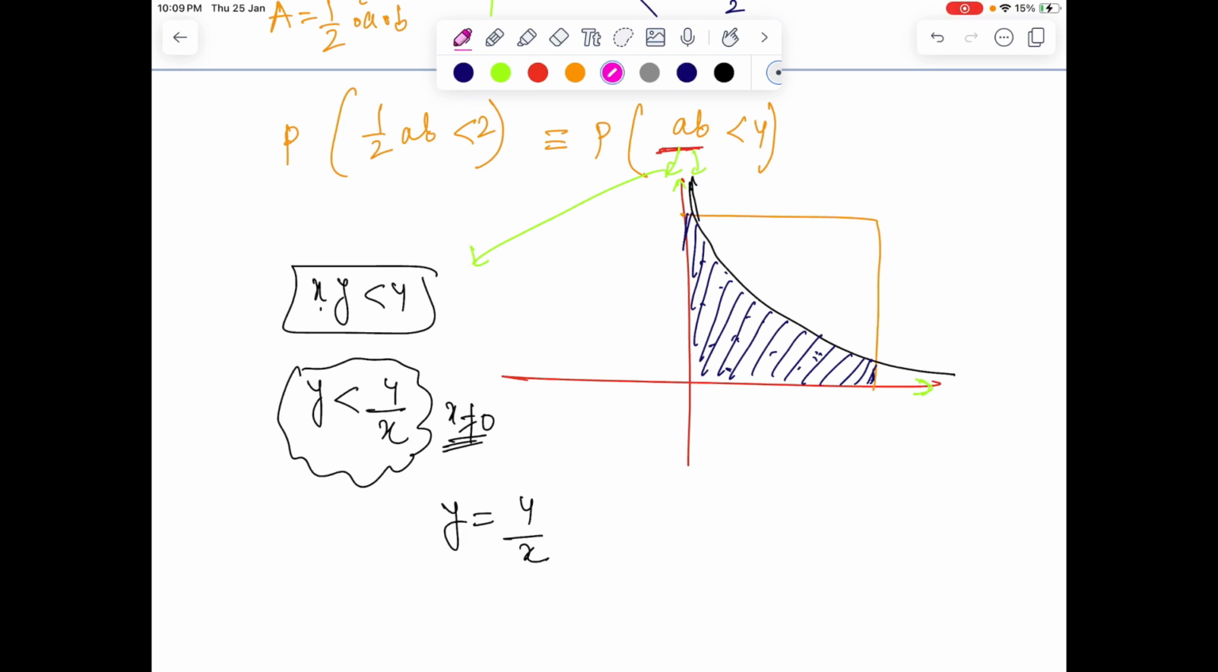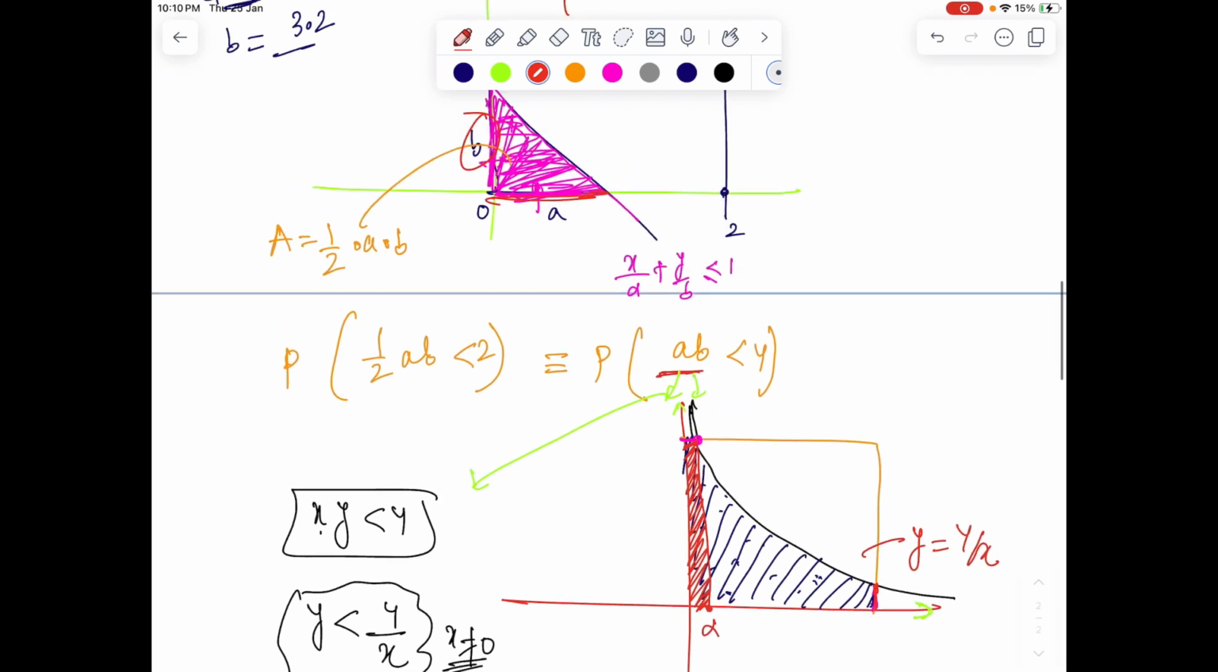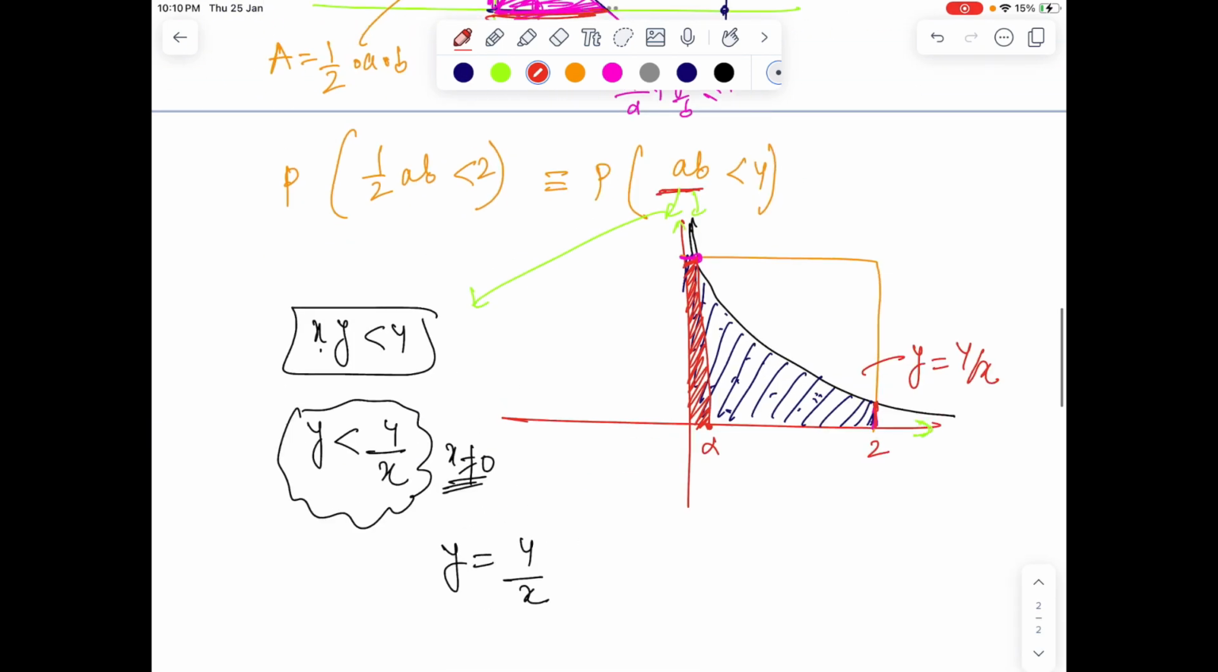Now how to calculate this area? That's not very difficult. We can calculate the area of this rectangle plus the area under the hyperbola, the curve y equals 4 by x, running from this point alpha to 2. This line is y equals 4, so xy equals 4, and the rectangular hyperbola will cut y equals 4 at x equals 1. So alpha is 1. The width of this rectangle is 1 and the height is 4, so the area of this chunk is 4.